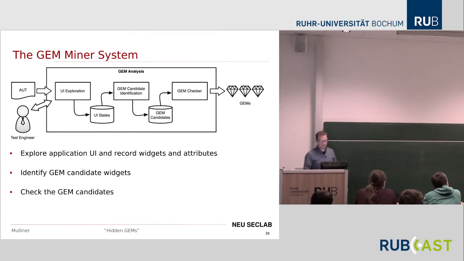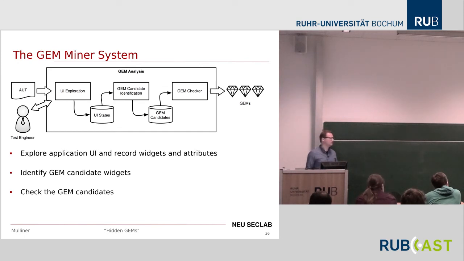So that was the goal. The idea was our tool first explores the application's UI, and then we just record the widgets: what widgets do we see, what are the attributes, is a widget hidden, does it have read or write flags. While doing this exploration, we try to identify candidate widgets, so widgets that have the potential to be a gem bug, and which could be abused later.